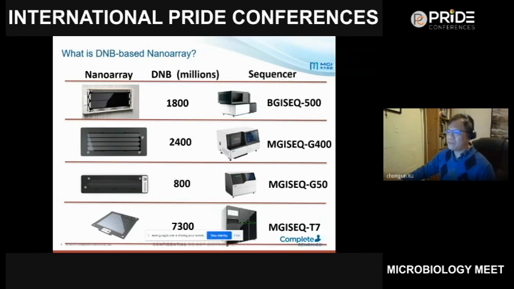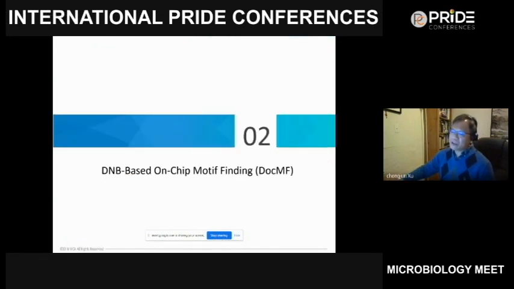We have two lanes there. For example, T7 has very high throughput. We have 7.3 billion individual DNBs loading on the chip like that. So the DNB-based array is this chip. Next, I'm going to introduce the DNB-based on-chip motif finding, which is DocMF.